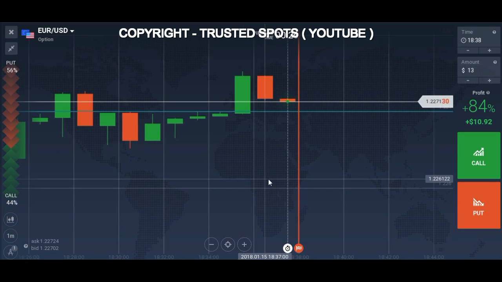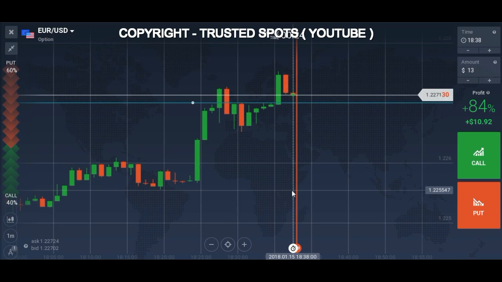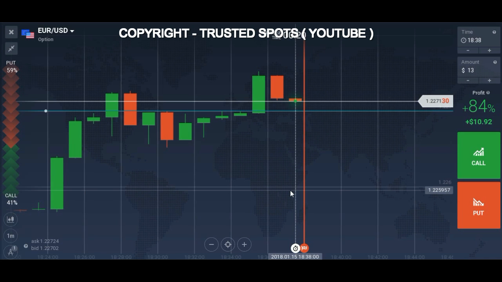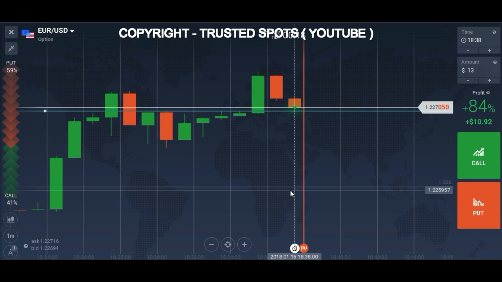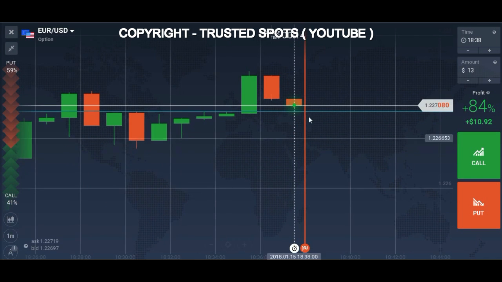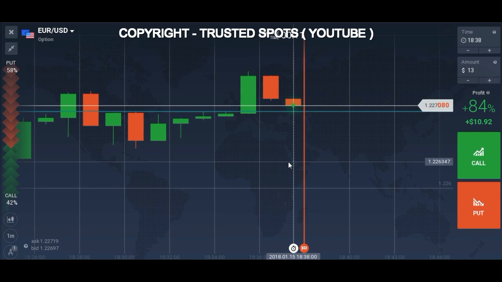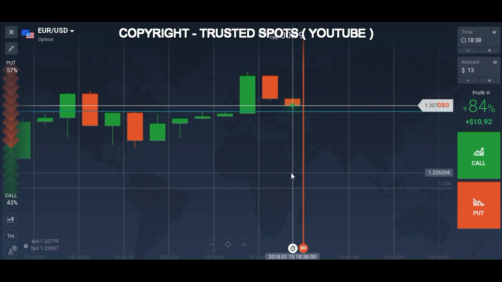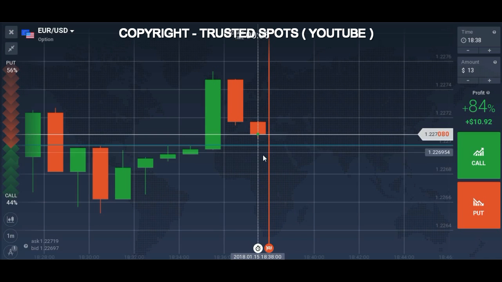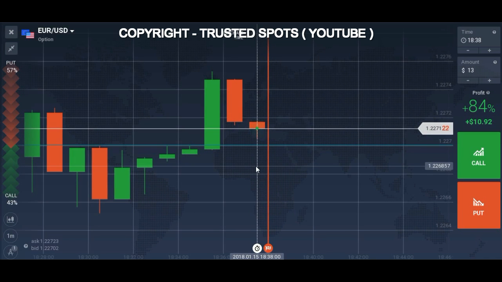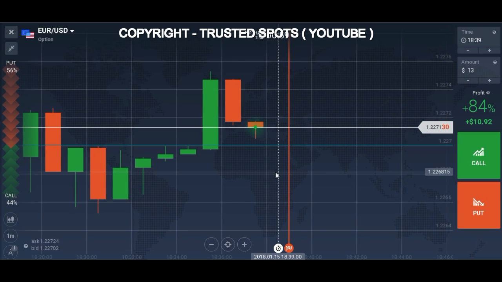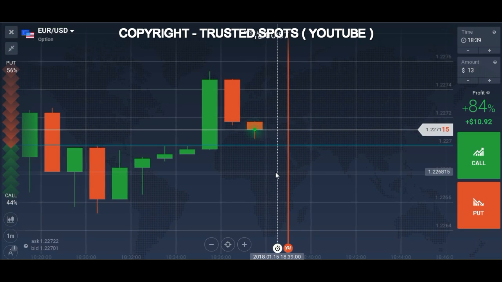Okay, we just need a rejection as we are going with the trend. So even if we do not have a weak market, we can trade because we are going with the trend. We are not taking our trade with the reversal, but the level must be strong. This level is very strong. So let's wait. Market is getting weaker.